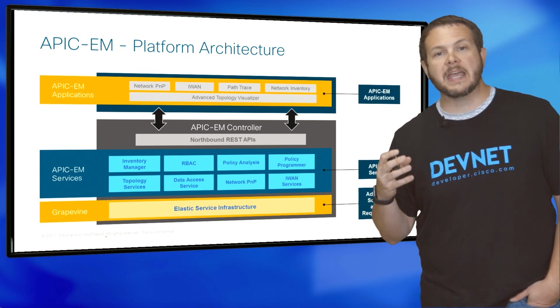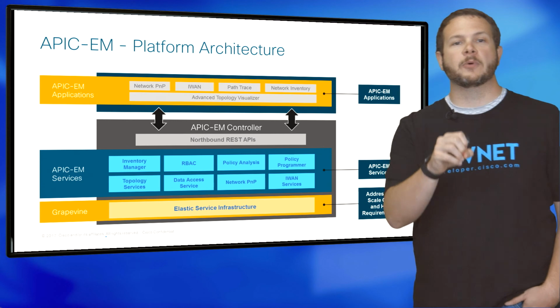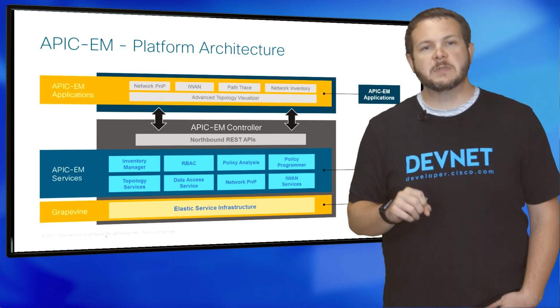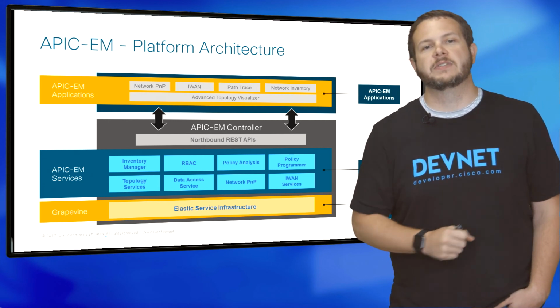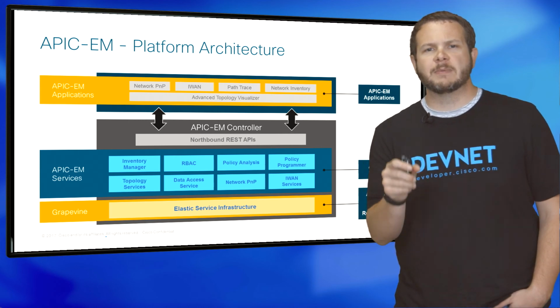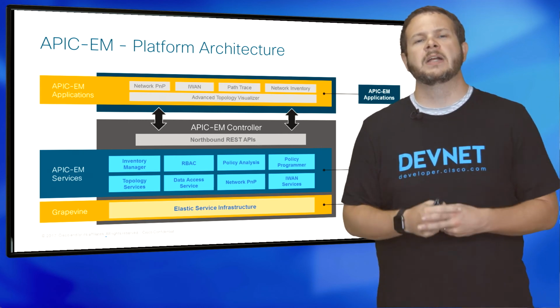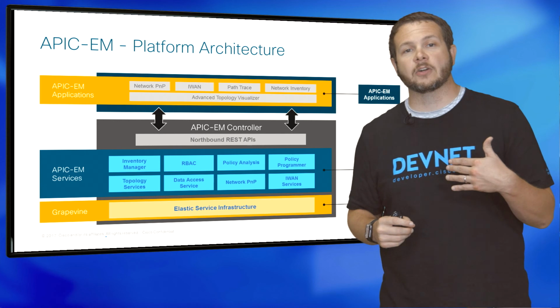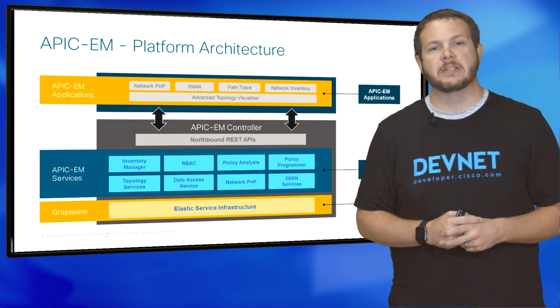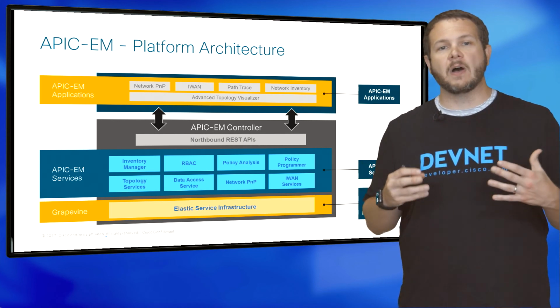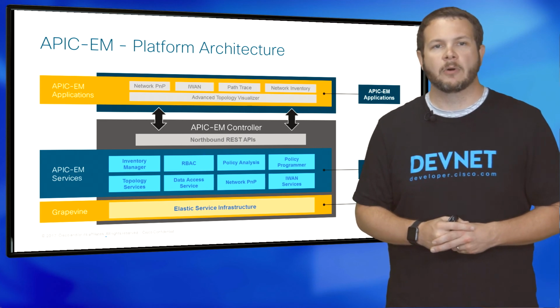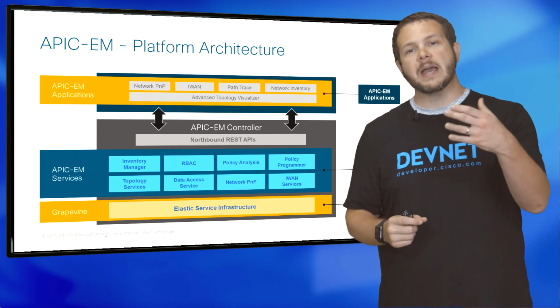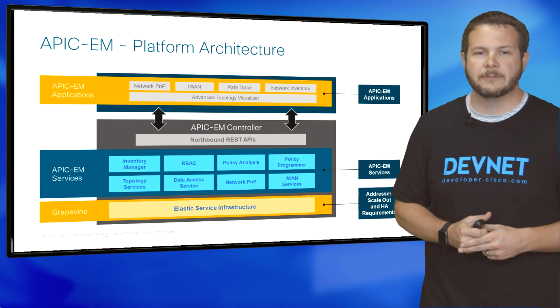And then there are the APIC-EM applications, which are what you as a developer are actually interested in working with. These provide capabilities for plug and play with zero-touch provisioning, information about the network topology and inventory, or maybe the path that traffic is taking across the network and the healthiness of that path. So as we talk about the REST APIs and we're working about programming with APIC-EM, those are the applications, those are the key areas that we're after.